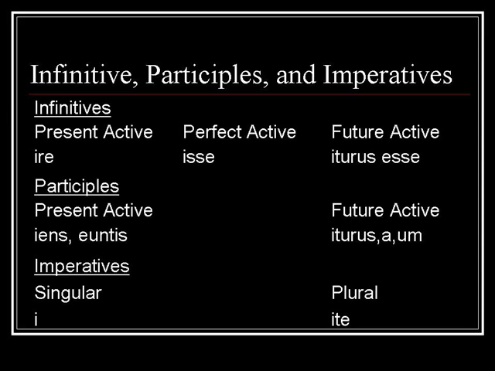Remember, the base for the present active participle will come from the genitive singular, and it will decline like a third declension adjective. Future active participle: iturus, about to go. Imperatives: singular, i, and plural, ite, meaning go.